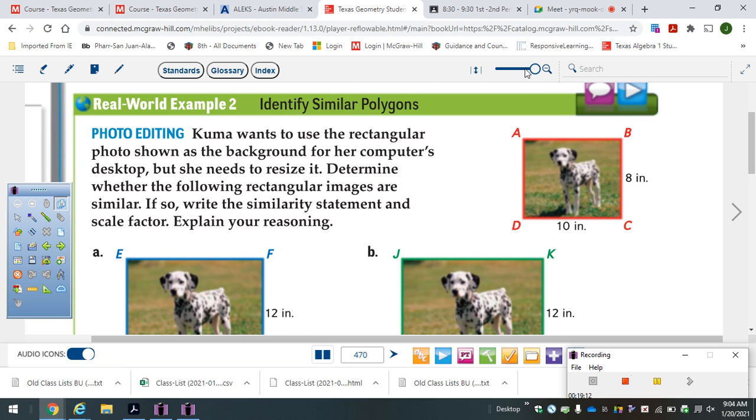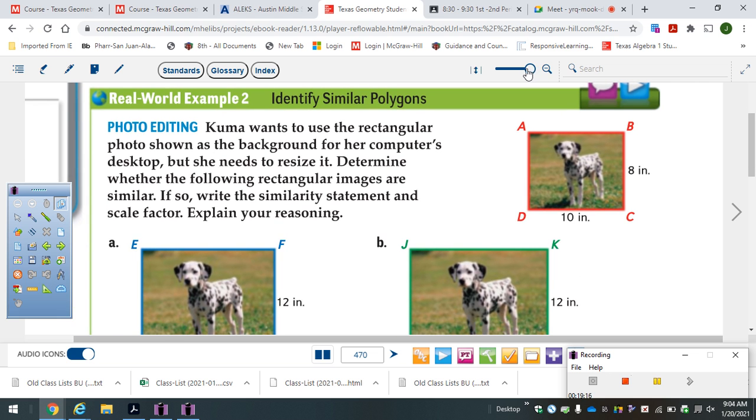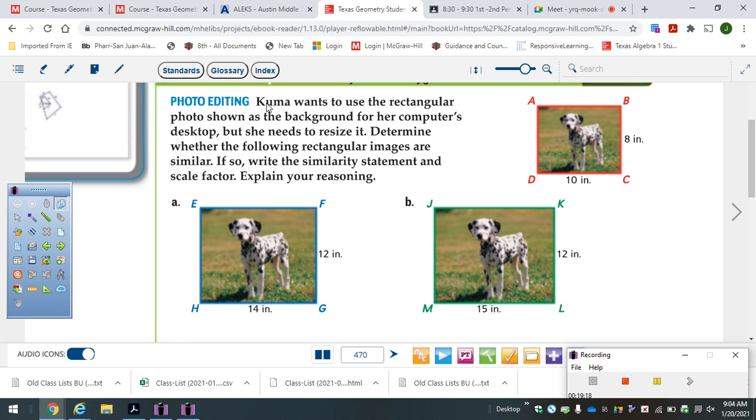Let's look at this picture right here of a Dalmatian. Kuma wants to use the rectangular photo shown in the background for her computer's desktop. So she wants to use this one right here somewhere, but she needs to resize it. Determine whether the following rectangular images are similar. So I guess this is the original one. And A or B, which one would be similar?